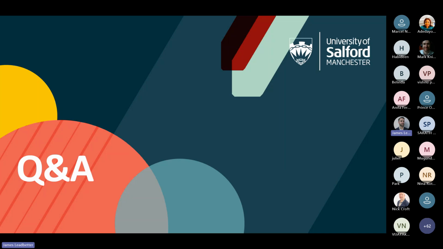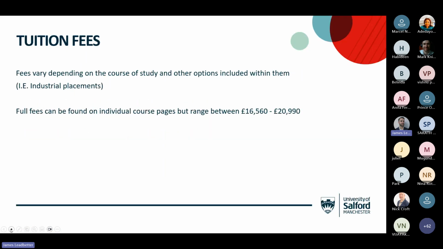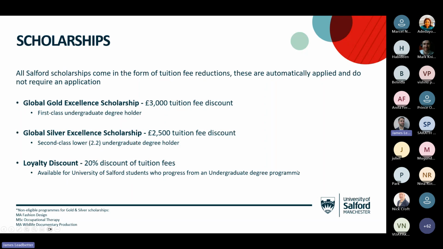Okay, regarding the scholarships, seeing the same sort of questions popping up again. So our main scholarships are the ones listed on the screen at the moment. We do not offer any fully funded scholarships. All of our scholarships come in the form of a tuition fee reduction. So if you've got a first class degree, then you would be eligible for the gold scholarship, which is a £3,000 tuition fee reduction. If you've got a second class lower, a 2-2, then you'd be eligible for 2,500 if it is for an eligible program you are applying for.